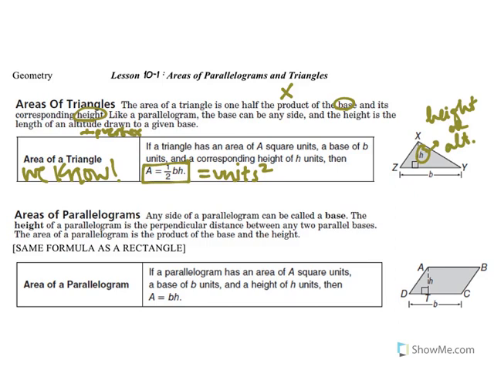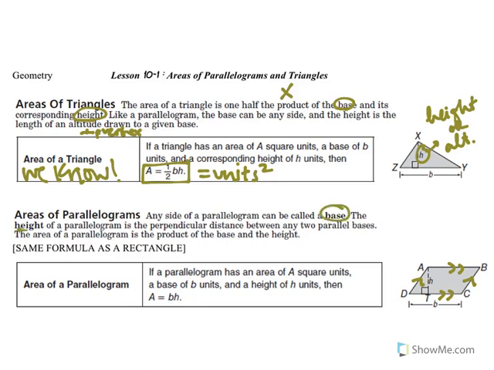Okay, areas of parallelograms. Remember, a parallelogram is a shape that has both sets of sides parallel to each other, so those guys are parallel. There's a ton of different properties, and we'll be reminded of them as we go and as we answer some questions, but by definition, a parallelogram has two pairs of opposite sides that are parallel. Any of these sides can be the base, so it can be AD and BC, or it can be AB and DC. It just depends on what else is given to you.